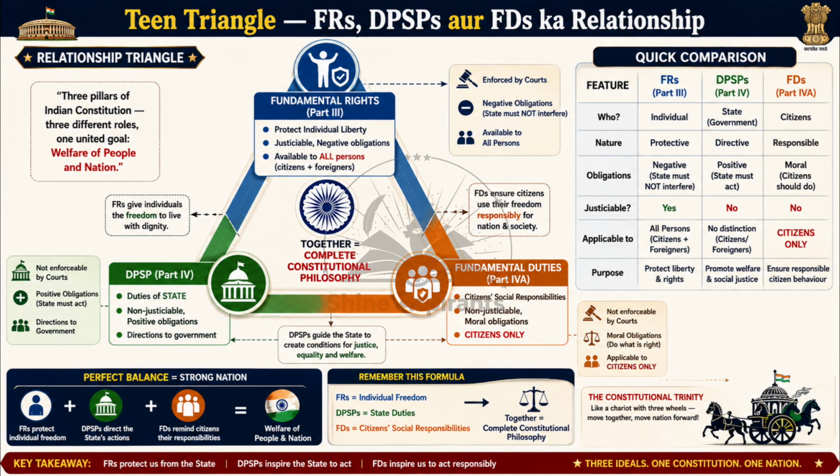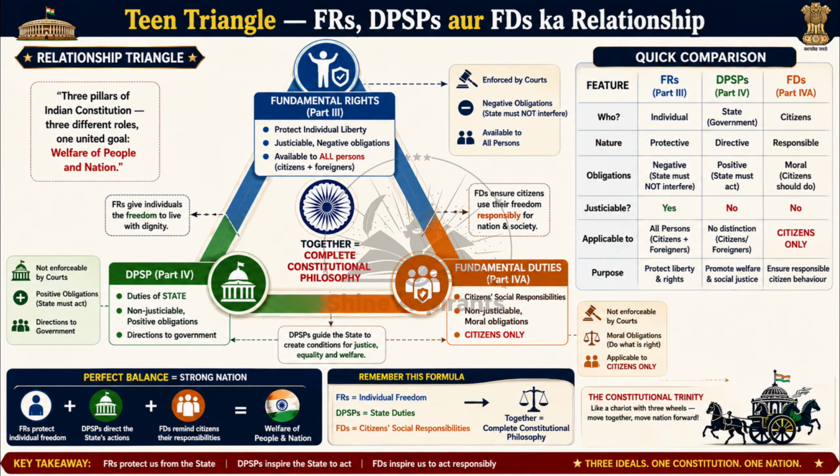Fundamental Duties, Part IVA, Article 51A. These are the social responsibilities of citizens. Non-justiciable. Moral obligations. They apply only to citizens, not foreigners. They expect citizens to contribute to the nation actively. Fundamental rights equals individual freedom. DPSPs equals state duties. Fundamental duties equals citizens' social responsibilities.